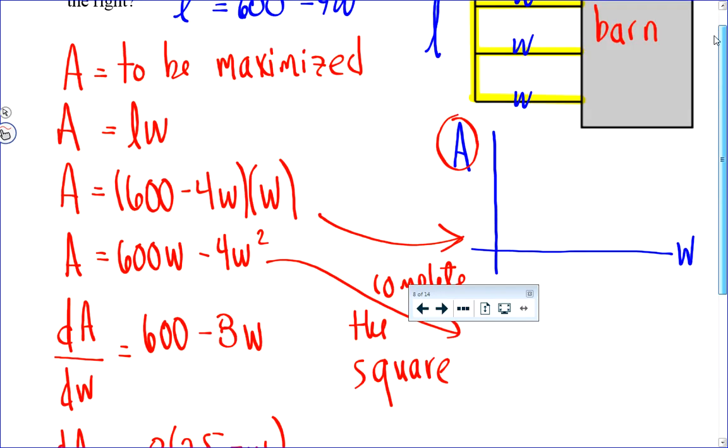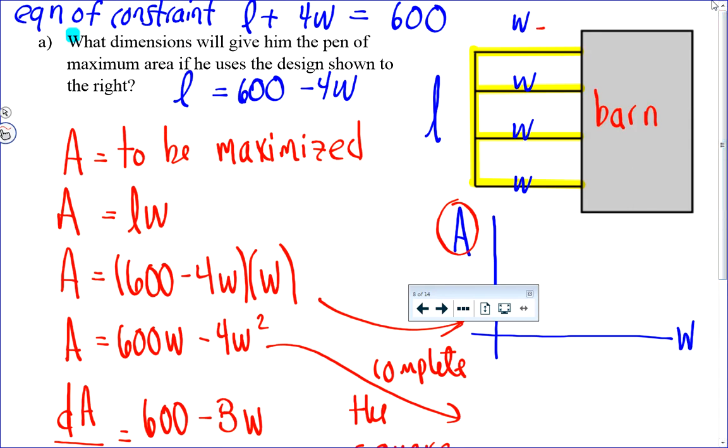So what are the dimensions? They will be 75 wide. And now we have to work out what the length is. But that's pretty easy. All we have to do is put 75 in for W in our expression for L. So if I take 4 times 75, I get 300, which means that 600 minus 300 is 300. The answer to the question is he will get the maximum area possible if he designs it as being 75 by 300. And again, this is actually a Math 20 problem, but we solved it with calculus.